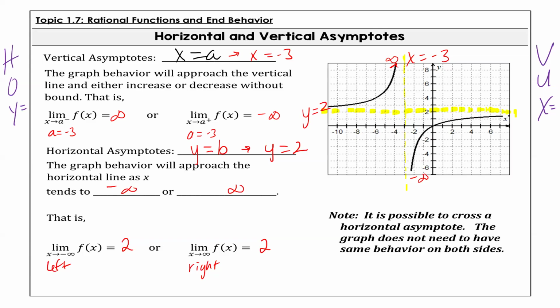And it will have some type of behavior on the sides. But just keep in mind, at this point, as we dive deeper into functions, we may come across a function where it will cross the horizontal asymptote at one point. Okay. All right. Just want to give you that heads up.